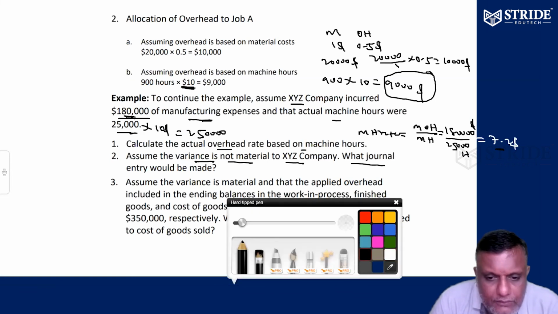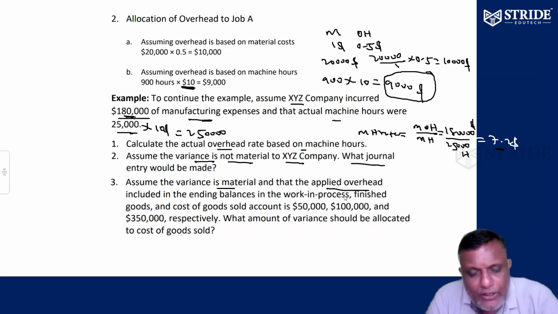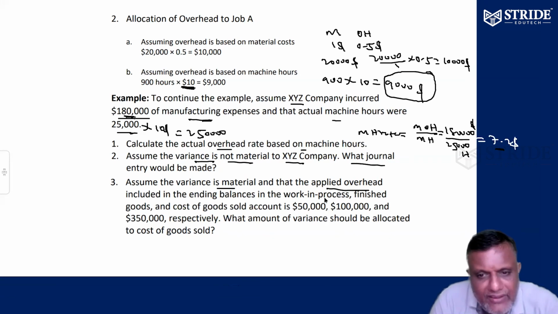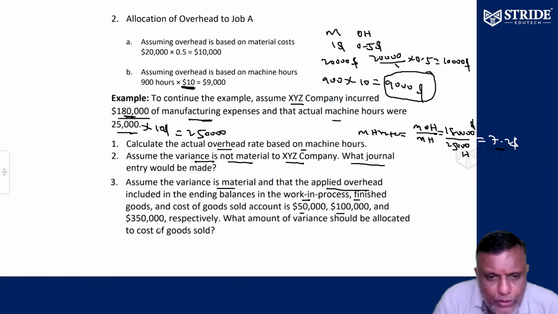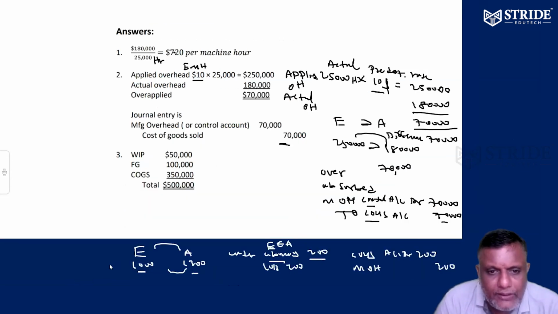Assume that the variance is material, and that applied overhead, estimated overhead, absorbed overhead and standard overhead are all the same. Year-ending balances: WIP $50,000, finished goods $100,000, cost of goods sold $350,000. How should the amount of variance be allocated to COGS? Here everything will be allocated on a pro rata basis. I'll tell you how the pro rata is applied. What is the WIP mark? $50,000.